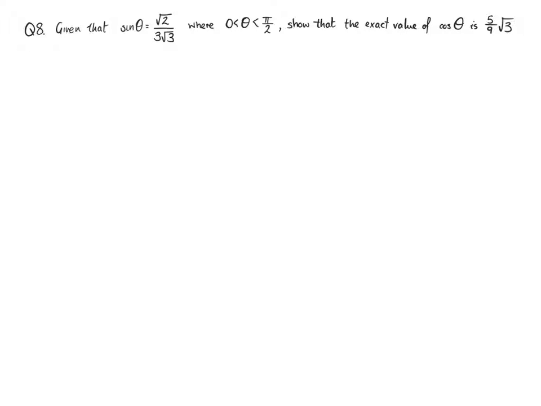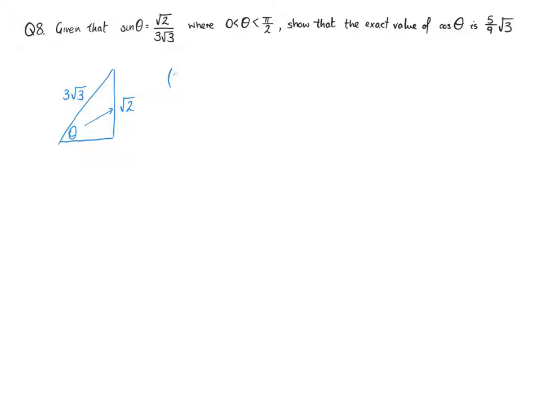Question 8, we've been given that sine theta equals square root of 2 over 3 root 3, where theta is between 0 and pi over 2. Show that the exact value of cos theta is 5 over 9 root 3. Again, 5 root 3 over 9, but it's fine. So we've got a triangle where we have theta in here, and we've got opposite root 2, and our hypotenuse is 3 root 3. So we've got to find the adjacent.